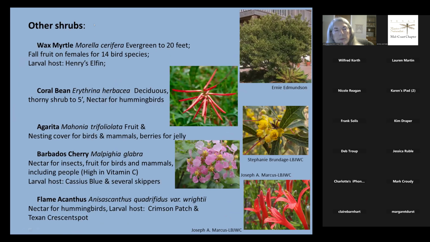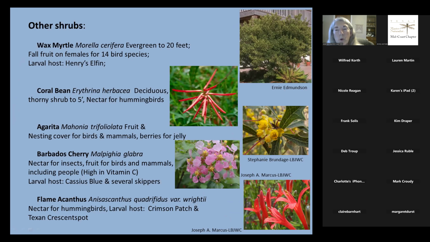And other shrubs that you might consider are wax myrtle, which has fruits for up to 14 different bird species. And it's also very fragrant. It smells like Christmas, I think. And then the coral bean, which blooms in the spring, it's deciduous.